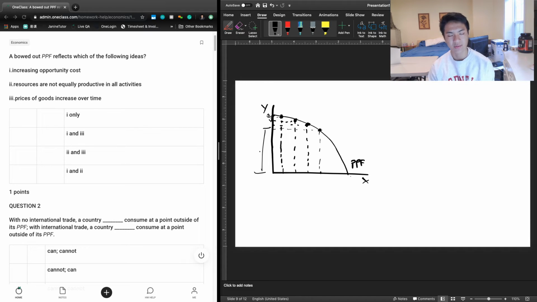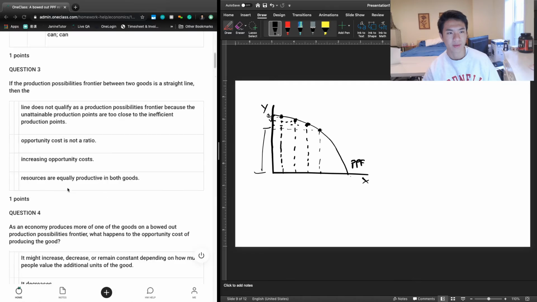And so that's going to give us that explanation for why opportunity costs might be increasing, because resources are not equally productive in all activities. And finally, prices of goods increase over time, and so there's no element of time that is incorporated into this model, and therefore 3 is not going to be right. So we're going to say that the correct answer choices are 1 and 2.